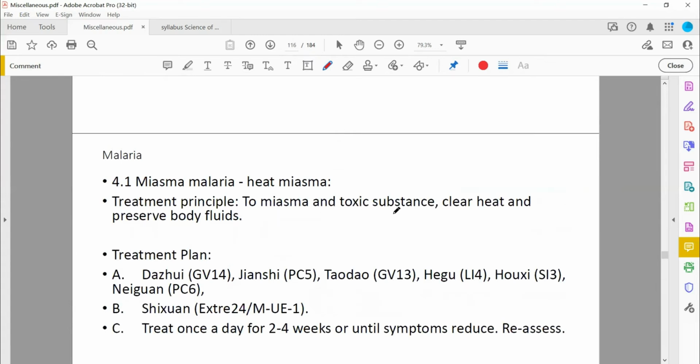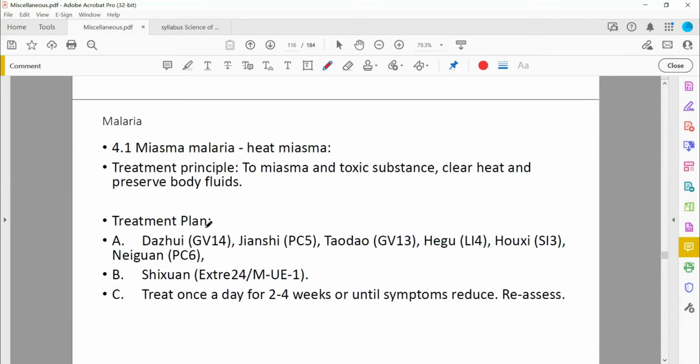To clear miasma and toxic substance, clear heat and preserve body fluids. Yeah, we need to protect the body fluids. The heat is so strong. So still use this one for the malaria, then use Shixuan, extra points. You can use bloodletting on this one to clear the heat. You can use Shixuan. You can use the Jingwell points, right? Area 11, those ones to clear the heat.